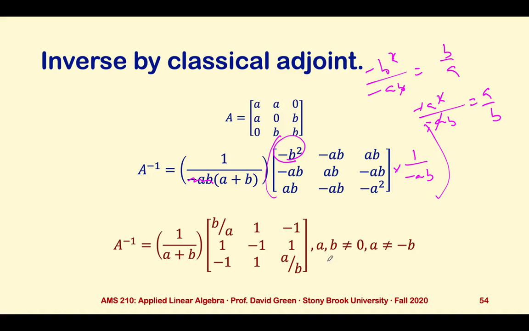With this general form, these restrictions make sense. A can't be 0 because that would mess up this term. B can't be 0 because that would mess up this term. A can't equal negative B because that would mess up this term. We have a final result with all of our restrictions on A and B.